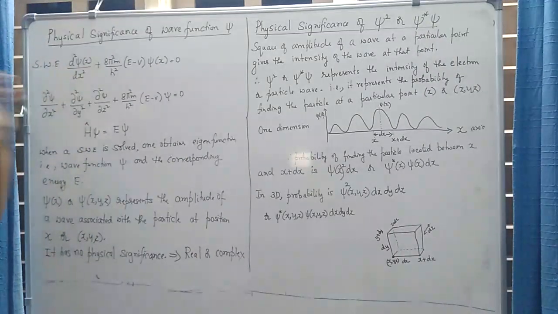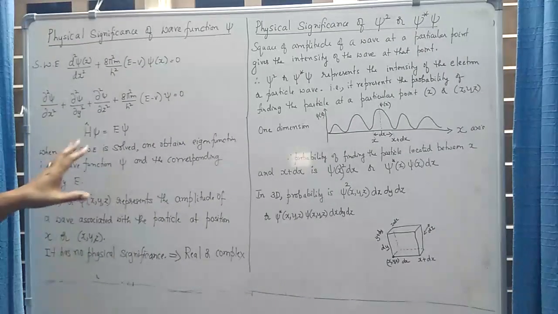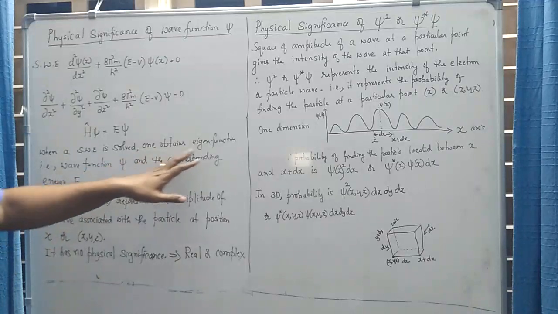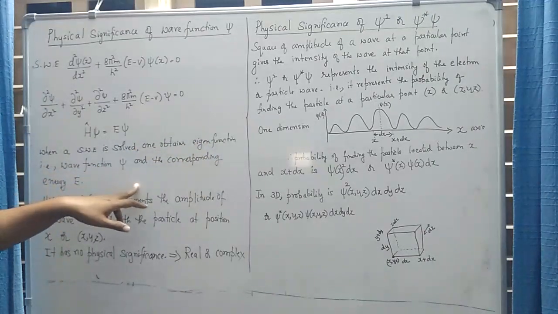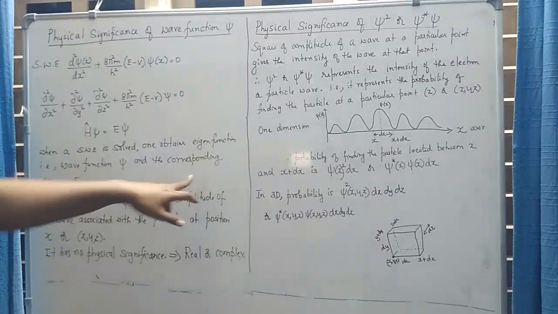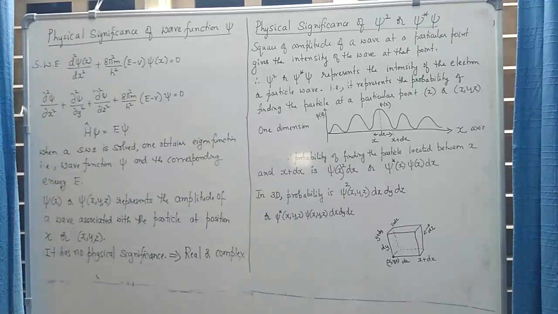When we apply the Schrodinger wave equation for a particular system containing one particle or n number of particles and solve it, we get two important pieces of information. What are those two? One is we obtain the eigen function, that is the wave function psi, and the other is the corresponding energy E, which is the eigen value. So remember this: when we solve a Schrodinger wave equation, we obtain the eigen function, which is the wave function psi, and the eigen value, that is the energy E.